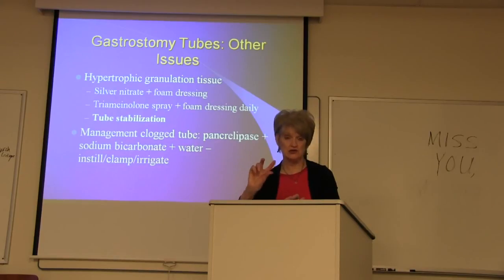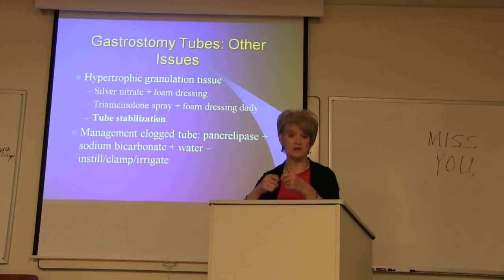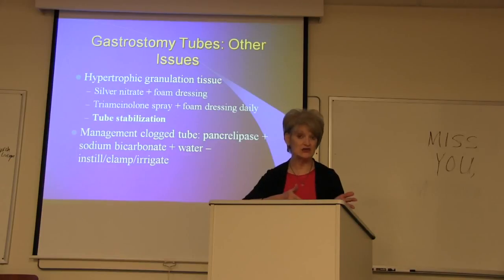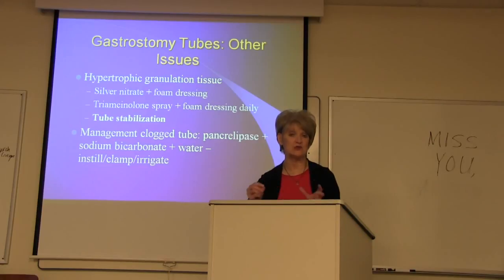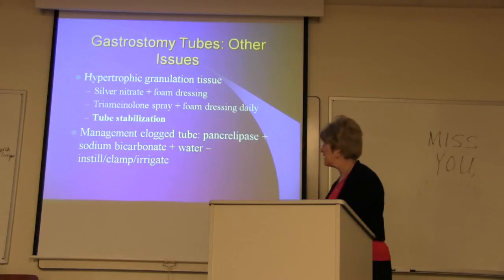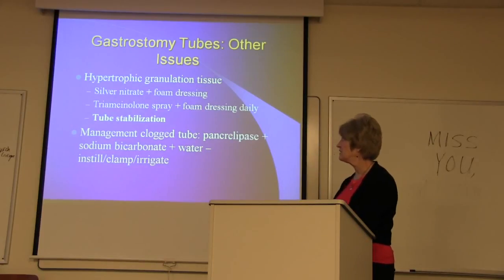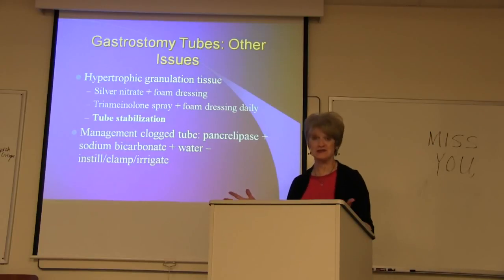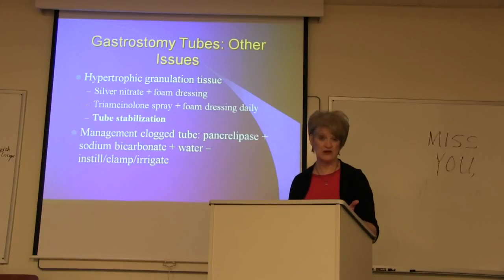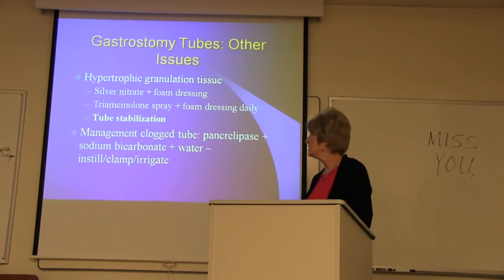We taught the mom to apply Kenalog spray followed by a foam dressing every day, brought him back in 2 weeks. In 2 weeks it was crystal clear that he did indeed have a permanent gastrostomy, and he needed to go to surgery to have his gastrostomy closed. It wasn't going to be enough to just pull the tube. So that's a very effective option. And of course, tube stabilization, because that's a contributing factor to that hypertrophic granulation tissue formation.